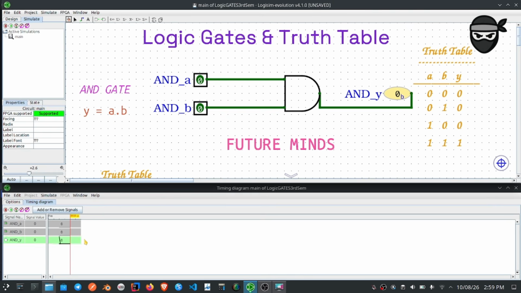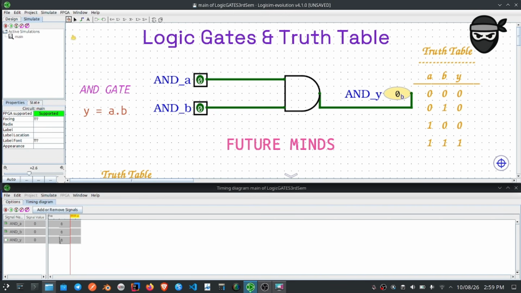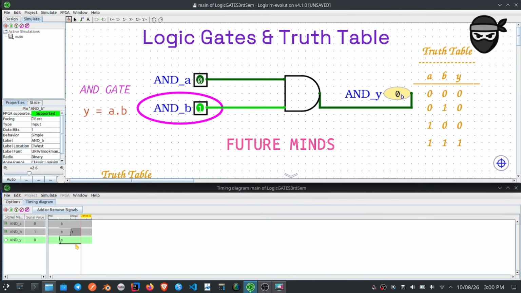So here you can see we have taken a simulation to explain the timing diagram. You can open it from the simulation tab and clicking on the timing diagram window. So let's toggle our pins first, for input A as 0 and input B as 1. You can see the output has not changed.